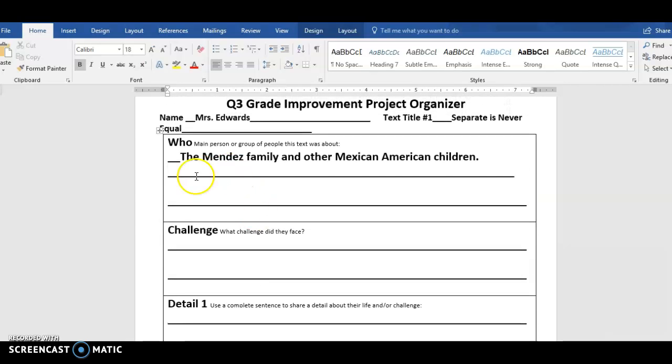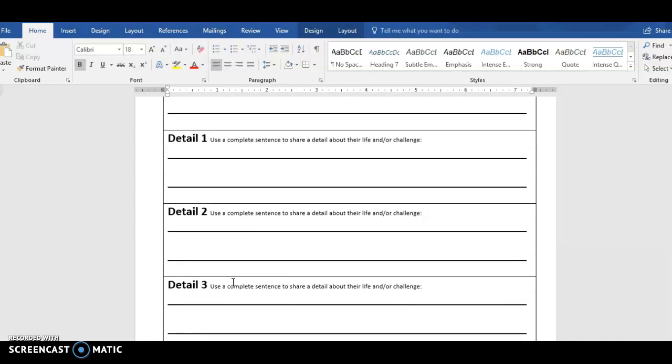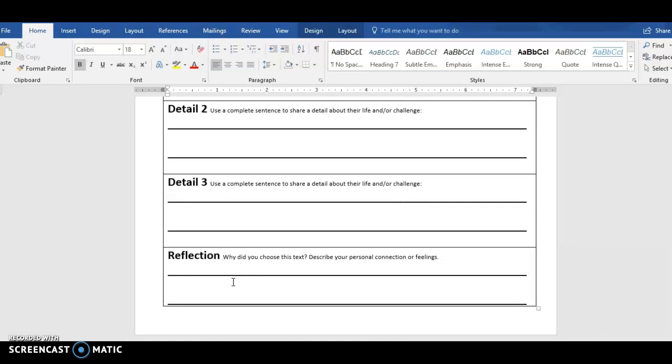And for this information, this doesn't have to be a complete sentence, even the challenge doesn't have to be, but for these 3 details, we are asking that you give us at least 1 complete sentence. And then finally, right at the bottom, it has a spot for you to add a reflection. And what we put here is, why did you choose this text, or describe your personal connection or feelings?